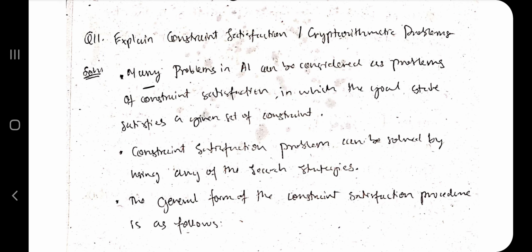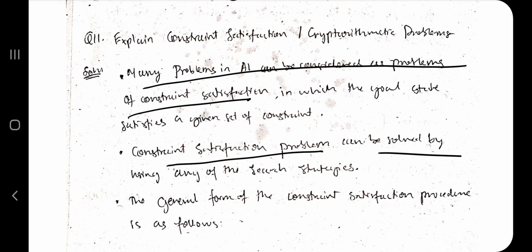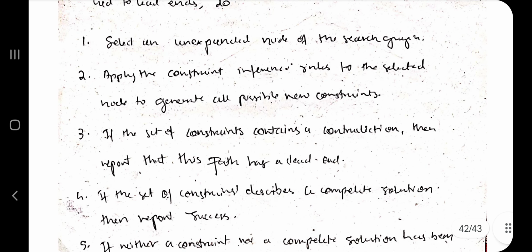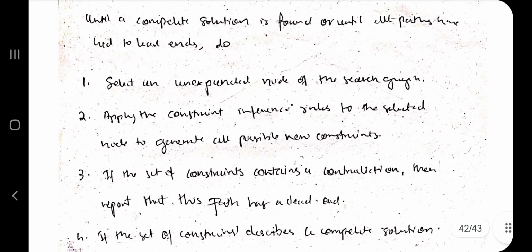Many problems in AI can be considered as problems of constraint satisfaction. There will be some constraints which I told you, like no two letters can be the same number, and constraint satisfaction problems can be solved using any search strategies. Many strategies are there. This is the algorithm part here: select an unexpanded node of the search graph.